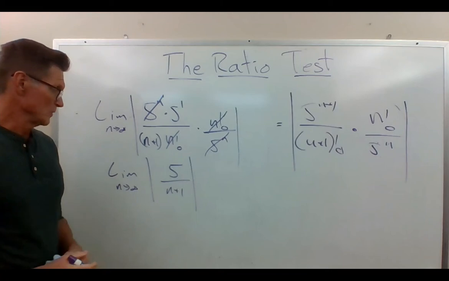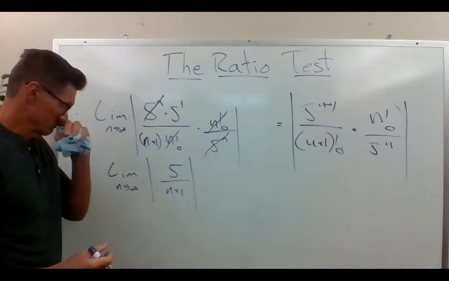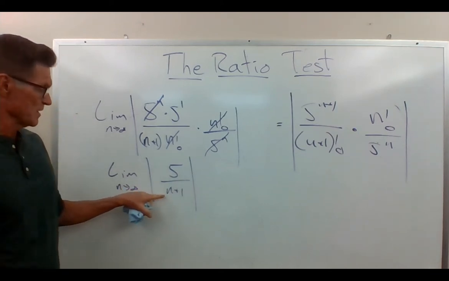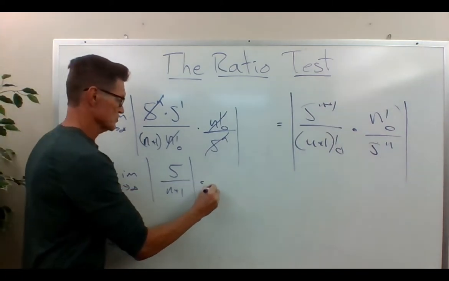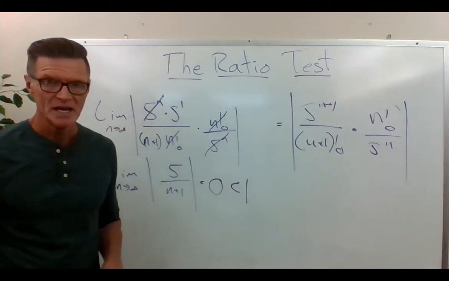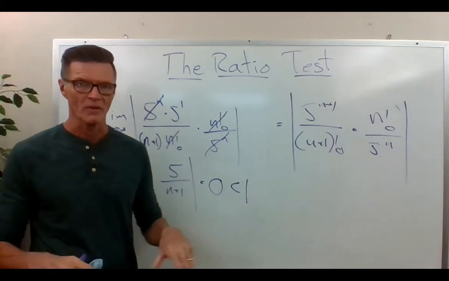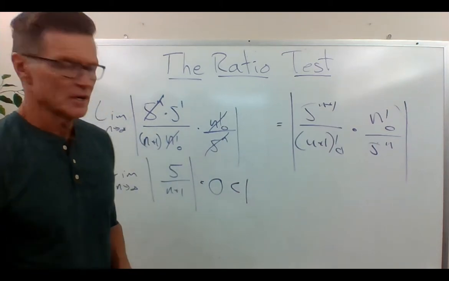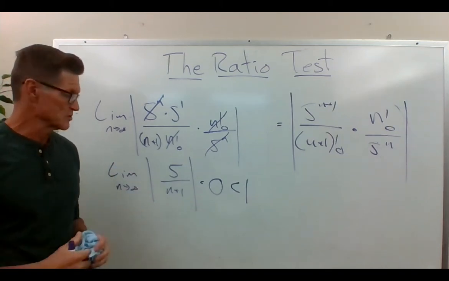All right, well, now we can see as we take the limit of this, the limit as n approaches infinity, this is getting infinitely large. This whole thing is approaching 0. And 0 is less than 1. And if the limit of that ratio is less than 1, it converges absolutely. So this particular series will converge absolutely.